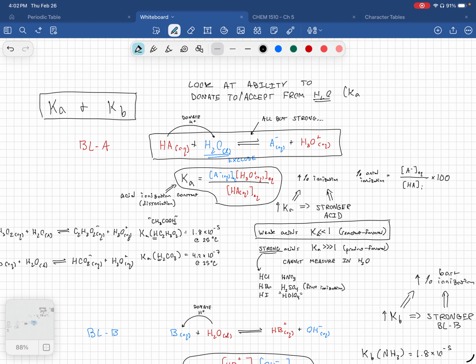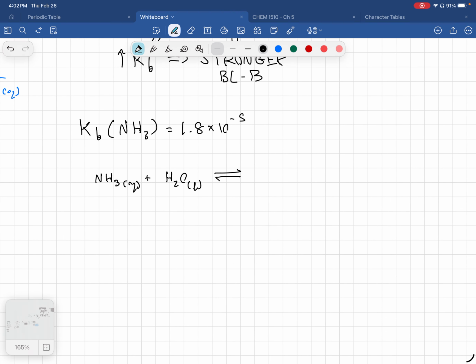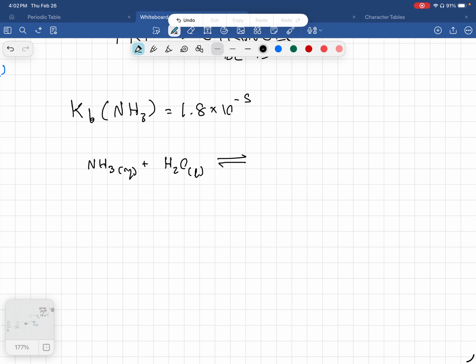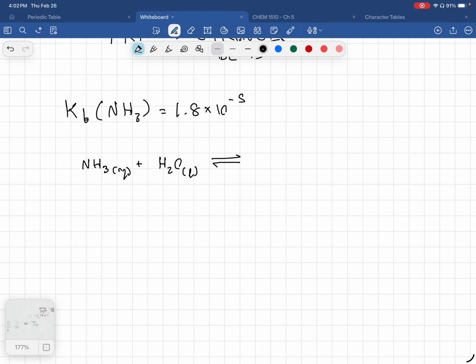Okay, Ka, Kb. Always water, always water. It's referring to this specific reaction. Okay, so anyway, let's continue this here. So we have our Bronsted-Lowry base. It is going to accept a proton from the water. The water is going to act as the acid, donate the proton, and so we end up with NH4 plus.